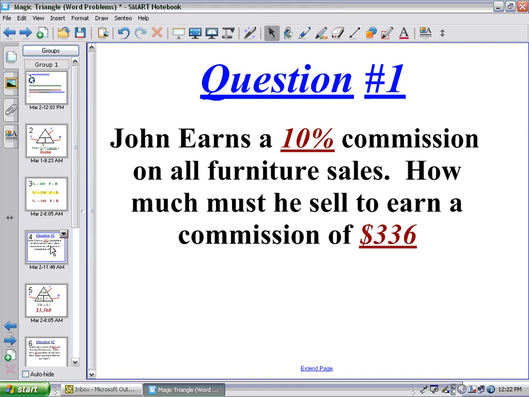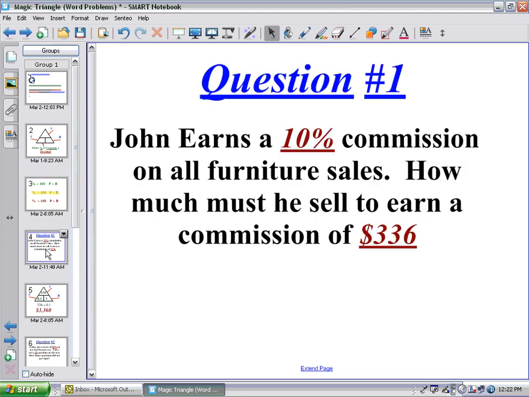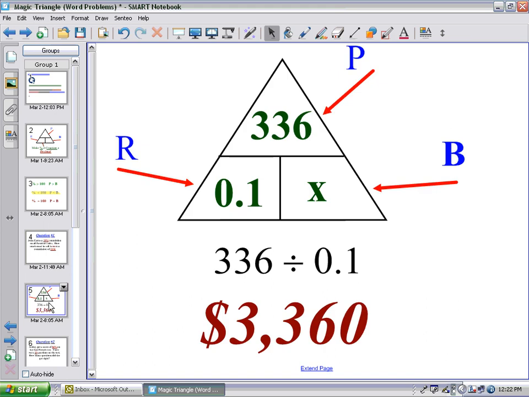So now 336 is going to be my smaller value. And back to this chart, if my percent's less than 100, which it is in the middle column here, then the P is going to be less than B. That means 336 needs to go to the top of my triangle. Okay? Remember, B always has to be the bigger value if my percent is less than 100, and it is.